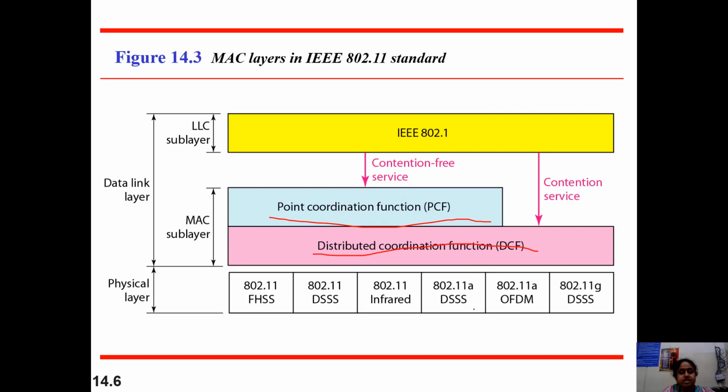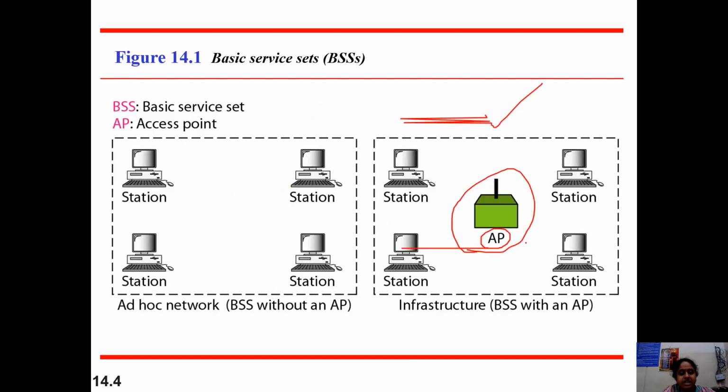The next type of function is distributed coordination function, which is known as DCF. DCF will be used by stations when they have to compete with one another. There is no access point to take the decision for the stations. So stations have to compete with one another to gain the access of the channel. If you remember, in MAC protocols, we studied controlled access protocols and random access protocols. So when we have an access point, we use a controlled access protocol, particularly the polling method, which is used by the access point.